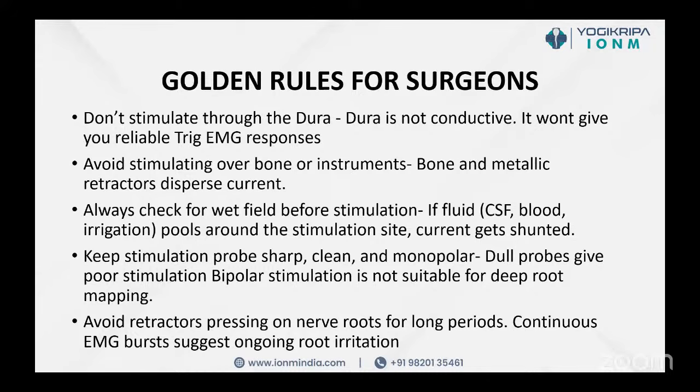Always check for a wet field before stimulation. If fluids like CSF, blood, or irrigation pool around the stimulation site, then the current gets shunted. Keep the stimulation probe sharp, clean, and monopolar. Dull probes give poor stimulation, and the bipolar probe is not suitable for deep root mapping. Avoid retractors pressing on the nerve roots for a longer period because you might get a continuous EMG burst, as I said, and it suggests an ongoing root irritation.